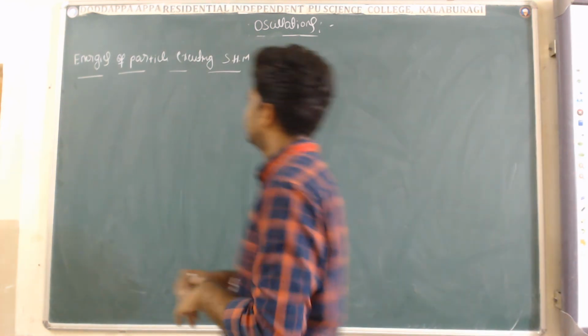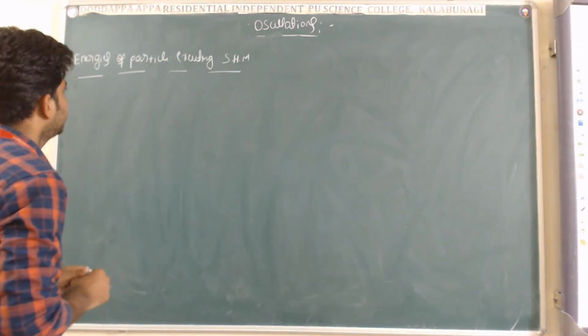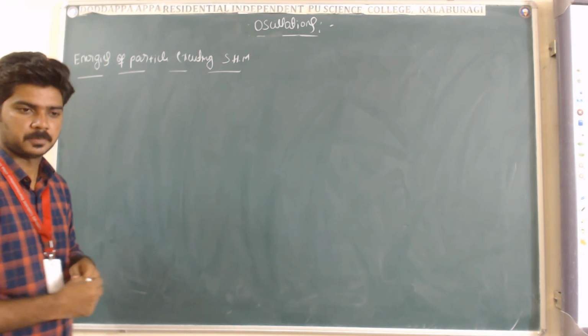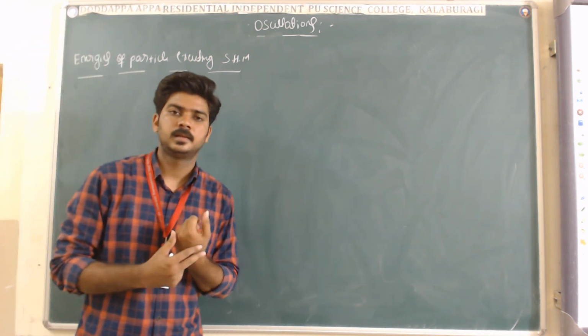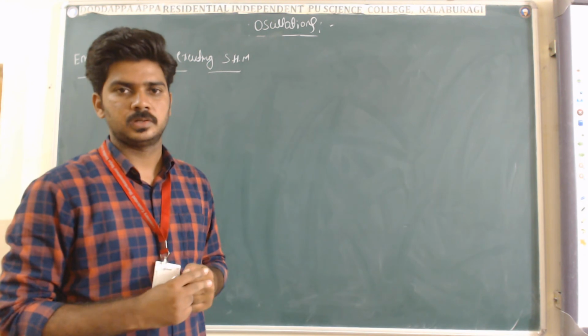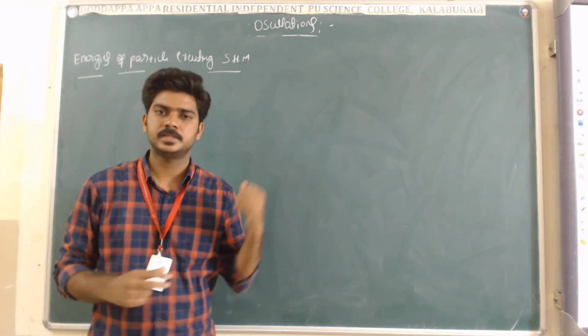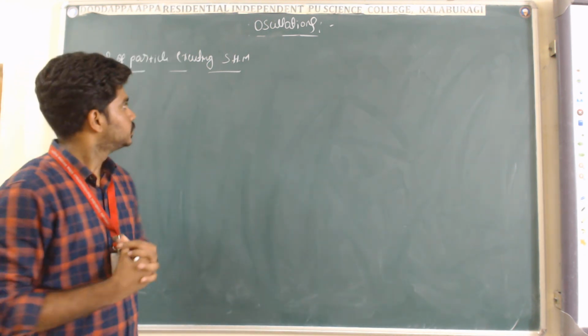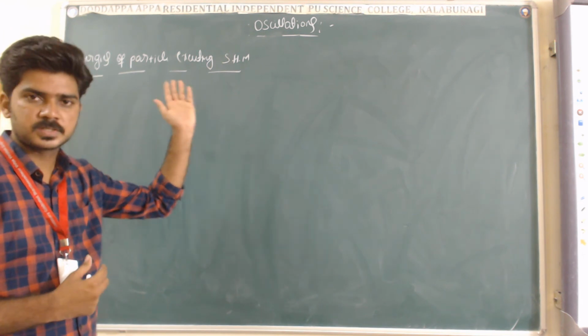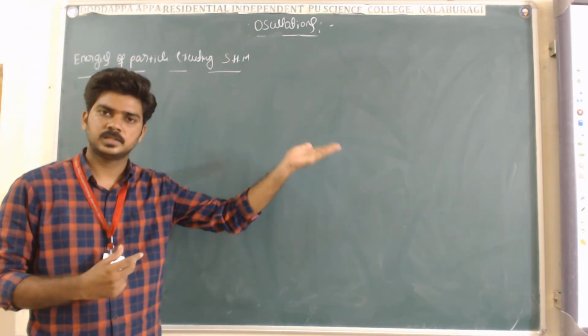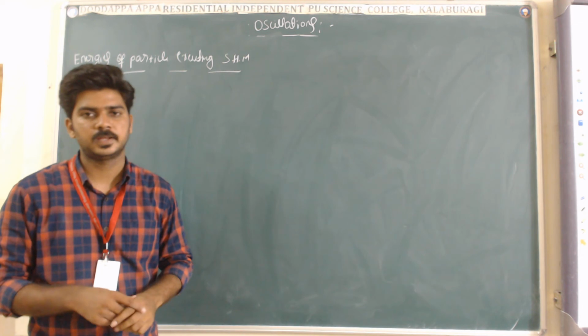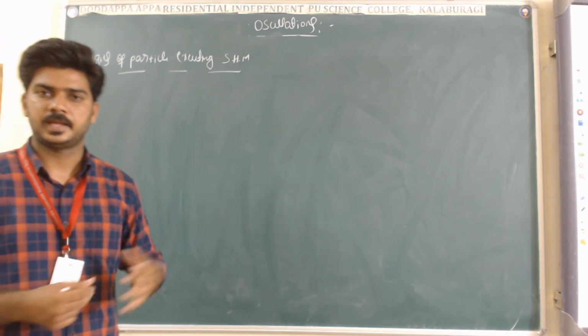Okay, next we will have the energies of the particle executing SHM. When the particle is having simple harmonic motion, what are the kinds of energy it will have? So of course, SHM is simple harmonic motion. Motion in the sense, basically which energy it will get? The basic energy, which is kinetic energy.